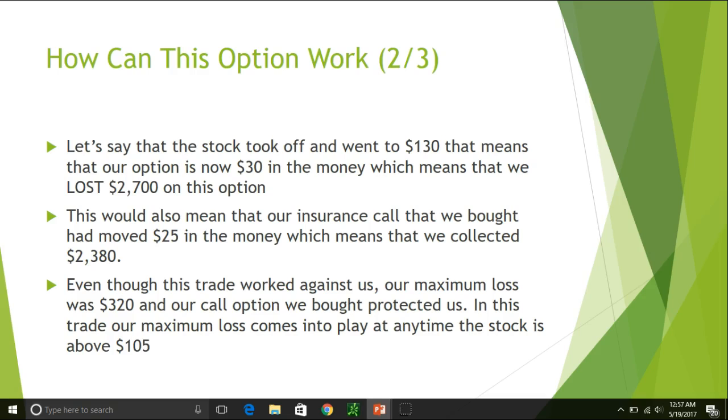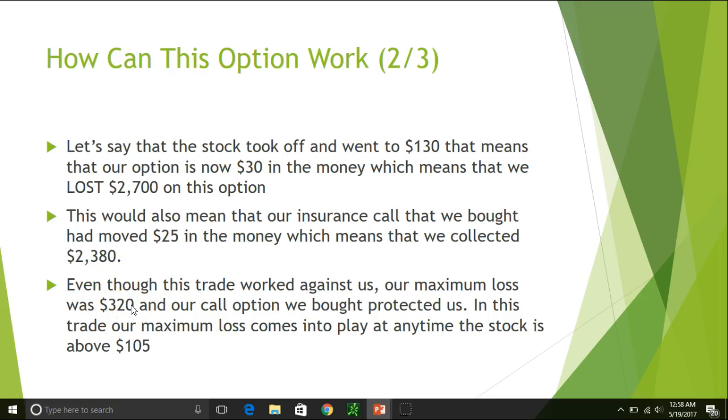So since one contract equals 100 shares, 100 times 30 is $3,000. Now, we collected that premium, that $3 premium regardless. So that $300 premium does go towards that trade, which means that our loss on this option is $2,700. However, since we bought that insurance, we're really happy because now this option has moved $25 in the money, which means that we've collected $2,380 in profit. So that's going to bring our maximum loss to 320.